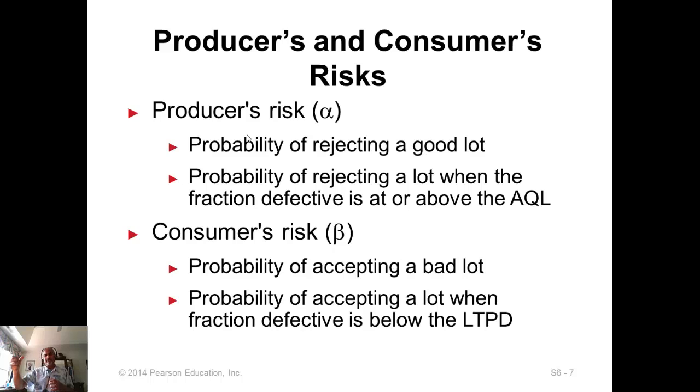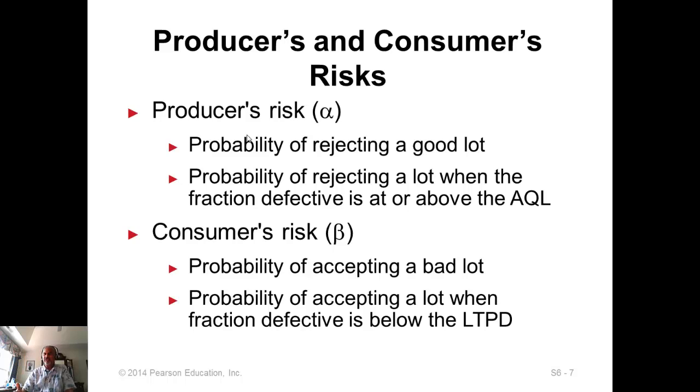Producer sends in a lot, and the producer knows that most of the time, if the defectives is less than AQL, it will be accepted. But there is a chance that it may not get accepted. So again, through negotiations, you will set a limit for producer's risk. Producer then says, all right, AQL is 1%, but I'm willing to accept the risk of rejection of AQL lot, say 5%, alpha.